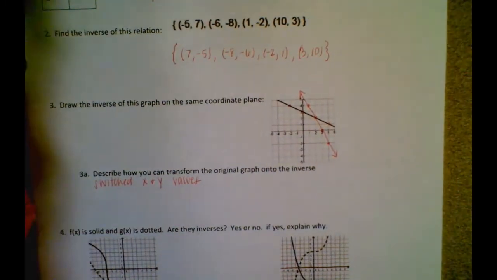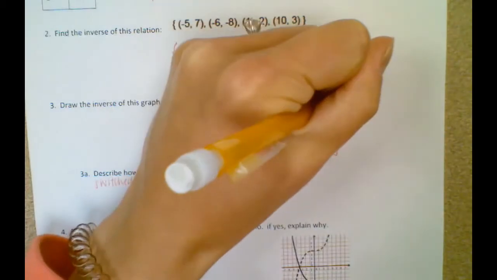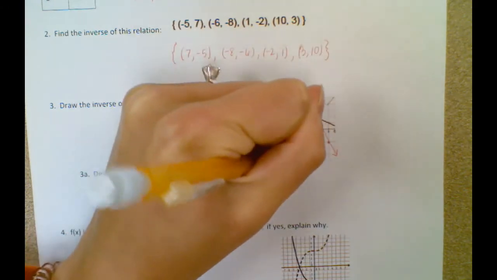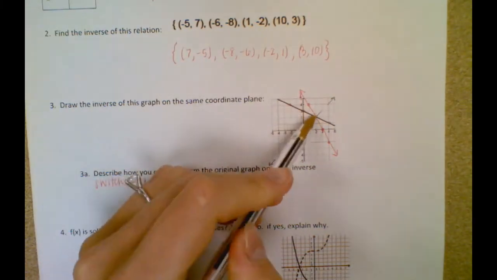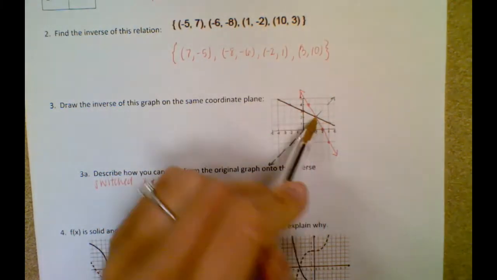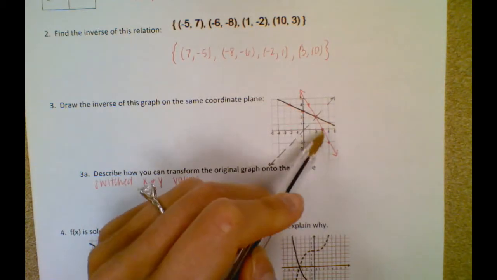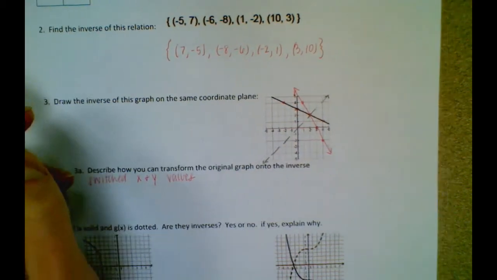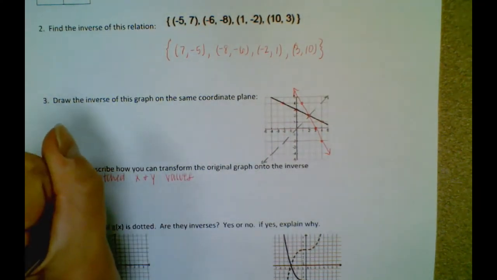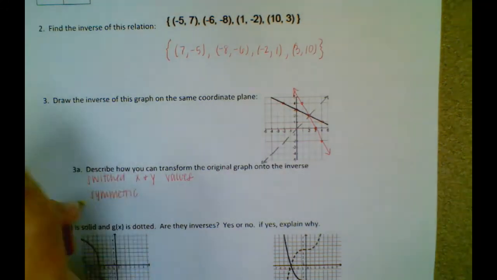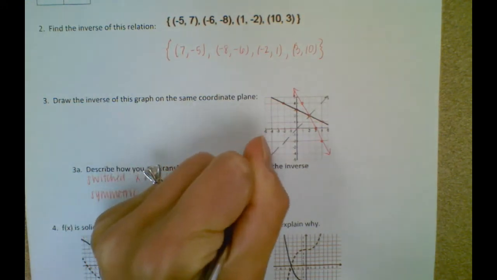However, notice that this black line and this red line, they are symmetric. They are symmetric with the line y equals x. Do you guys see how this piece becomes this piece if we reflect it? Okay, so this piece reflected over this dotted line is here, this piece is here. So I just want you guys to also note right here that the original graph and the inverse, they are symmetric with the line y equals x.